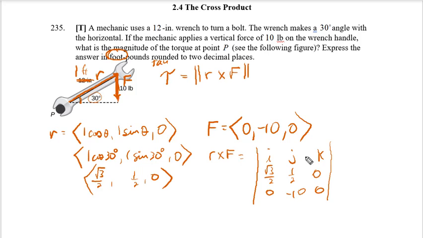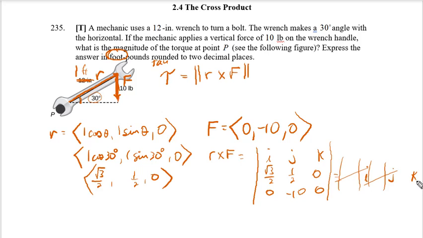When we expand, here's my I component and the determinant for that. If we cross out the row and the column where the I is, we have 1/2, 0, negative 10, 0. That's 1/2 times 0, negative 10 times 0. That's all 0. So the I's are just going to disappear. And for the J component, we're going to have the determinant, square root of 3 over 2, 0, 0, 0, which is also 0. That's going to disappear.